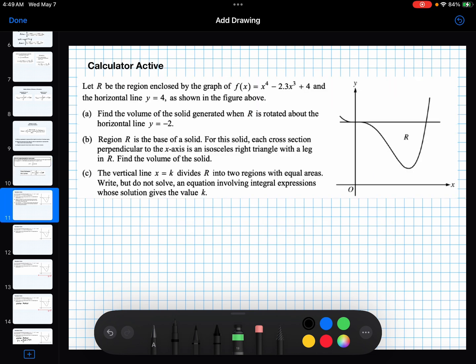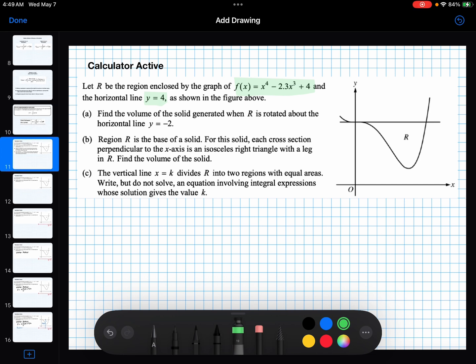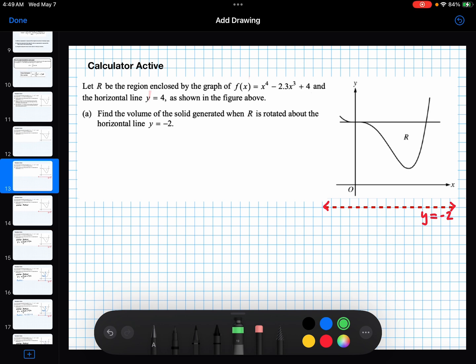So fairly straightforward here. This is calculator active, so if you want to try this on your own along with this, you'd have your calculator ready, and you'd be putting f of x into y1, and maybe y equals 4 into y2. All right, so find the volume of the solid generated when R is rotated about the horizontal line, y equals -2. If you have a diagram, sketch all over it. I'm going to draw in a little line segment for y equals -2 over here. And then, again, there's a gap between region R and the line of revolution, so I have to use the washer method. So I'm going to need a big radius and a little radius.